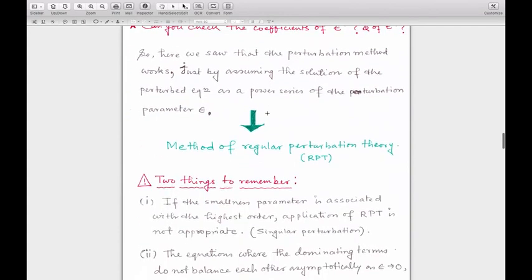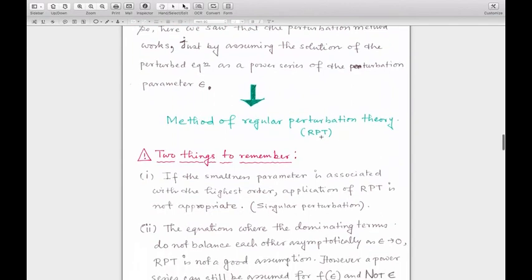Okay, this method is called the method of regular perturbation theory, where you just write the solution of the perturbed equation directly as a power series of the perturbation parameter epsilon. Okay, regular perturbation theory, or we will call it RPT.